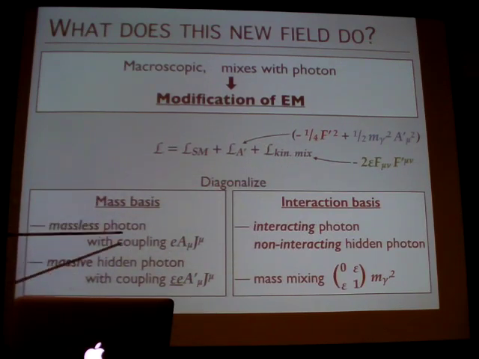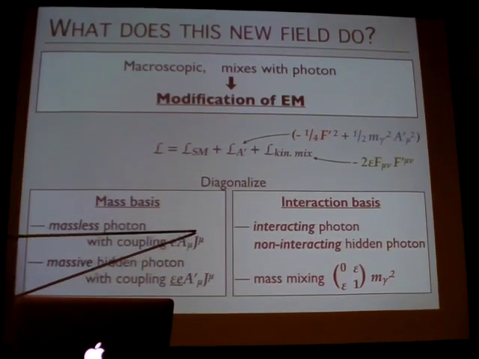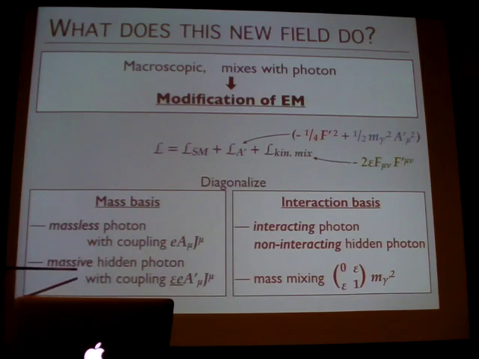One is a massless photon that couples to the standard electromagnetic current. And there's a massive hidden photon, which also couples to the same electromagnetic current, but with a very small epsilon mixing. Okay? So that's the mass basis.